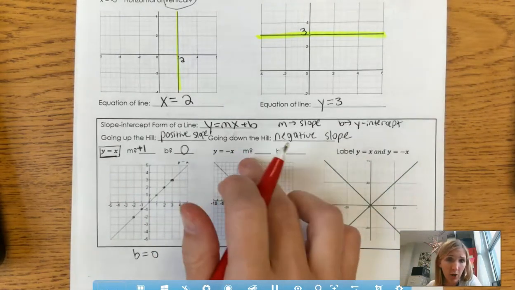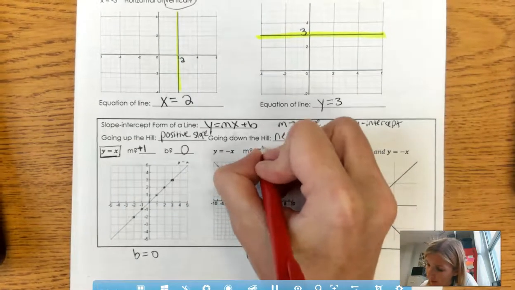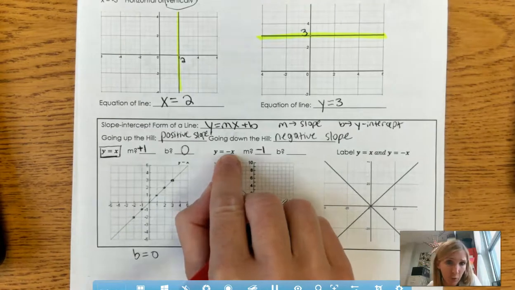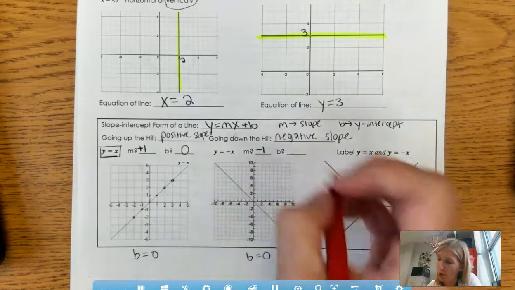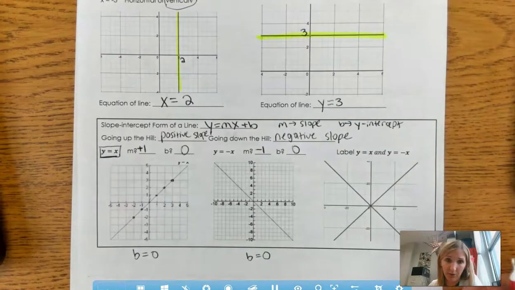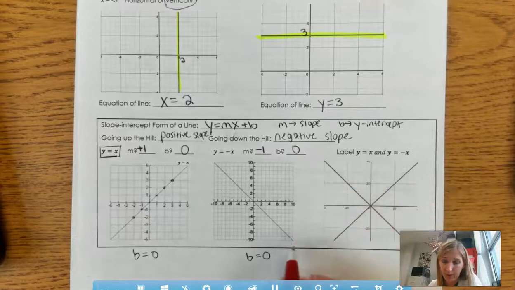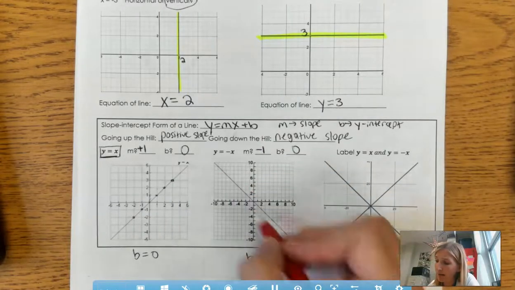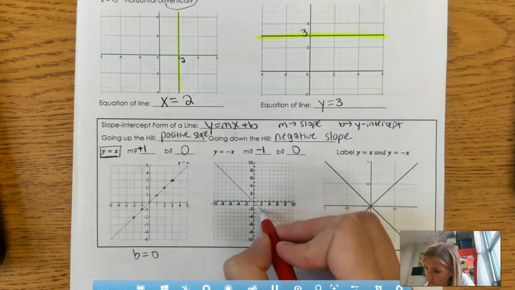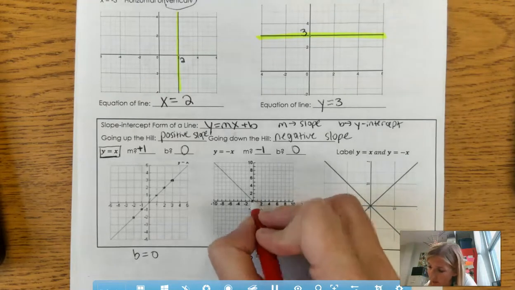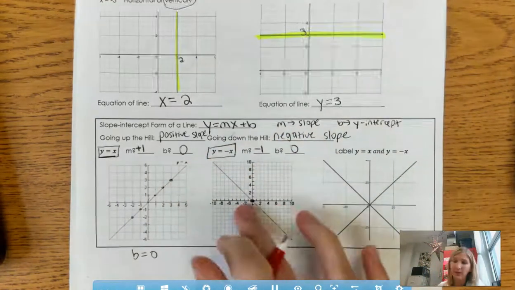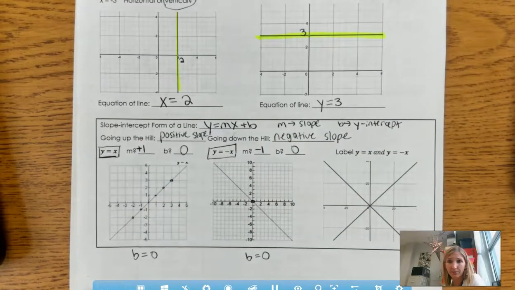So looking at this, our m is going to be negative 1 because the number in front of x is a negative and we don't see it, so we assume it's a 1, negative 1. And then our b is 0 because there is nothing after this negative x, right? So this is how y equals negative x is graphed. We're going down, over 1 and down 1, over 1 and down 1, and it hits the y-intercept right at the origin. So this is what y equals negative x looks like graphed.